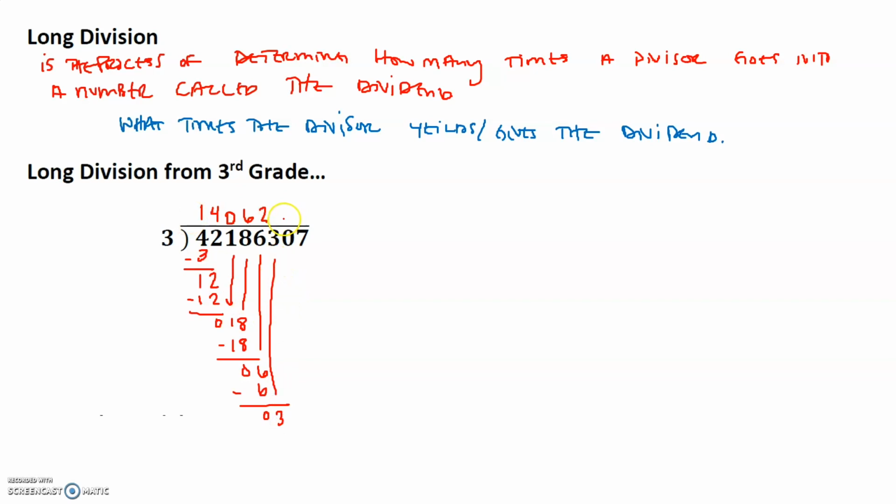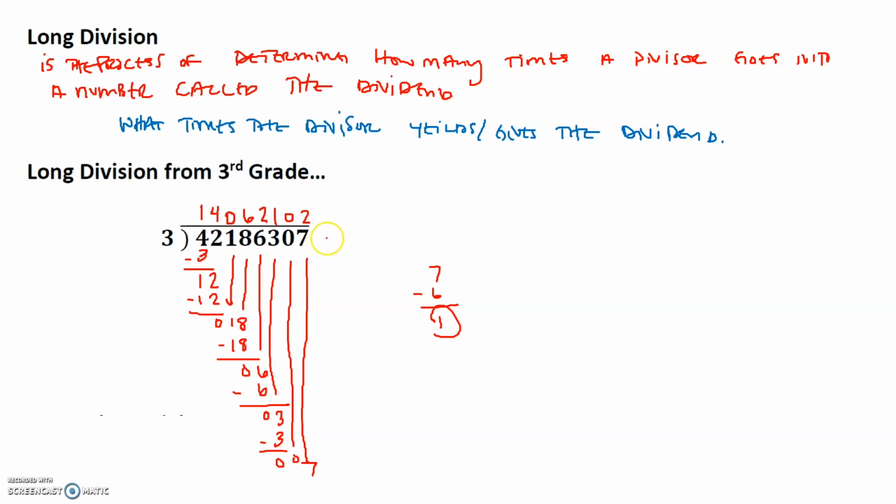Bring down a 3. 3 goes into 3 once. 3 times 1 is 3. Subtract that, gets 0. Bring down our next 0. 0 does not go into 0, so I put a 0 here. Bring down the 7. How many times does 3 go into 7? Well, the answer is twice. And I'm running out of room, so I'm going to put it up here. 3 times 2 is 6. And I subtract, and I get a 1. And I'm out of numbers here.